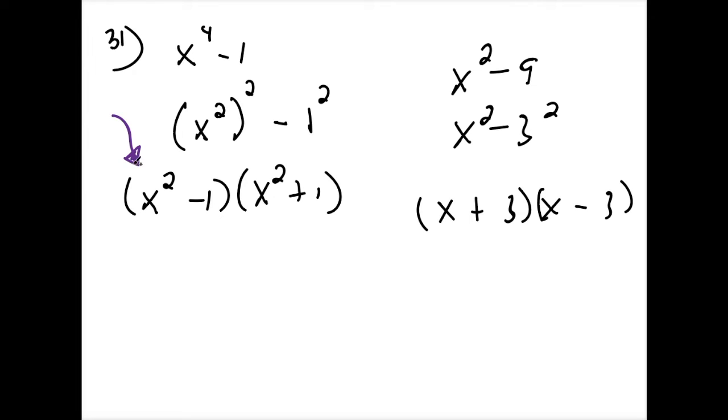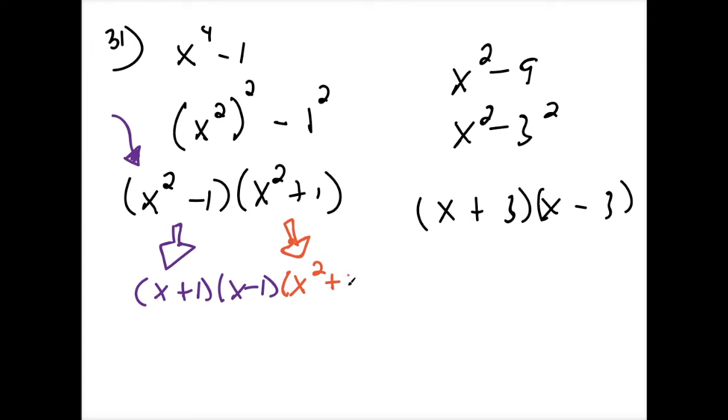So it's right here. That right there is still a difference of squares. Again, like this guy right here. That's a 1 squared. Difference of squares: x plus 1, x minus 1, and this one's over here. X squared plus 1, you can't, that's a sum of squares. Like I said, you can't do anything with that. So that's your answer.